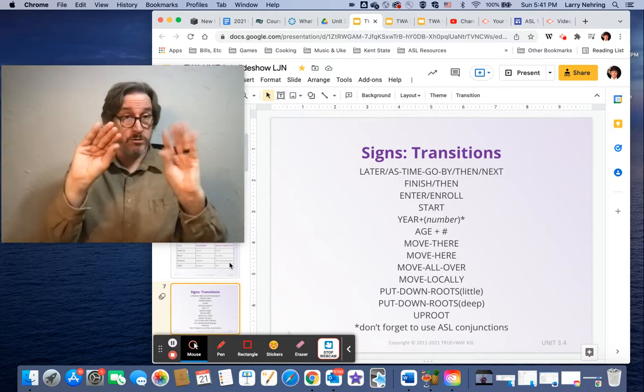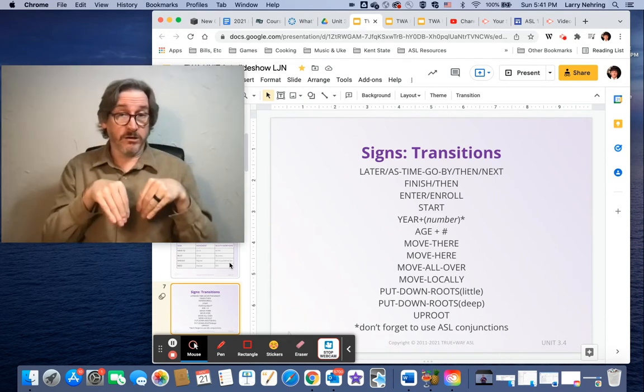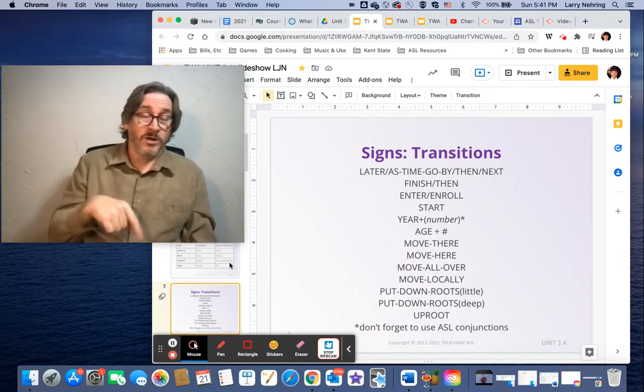So you can move. Pick up your stuff and move over to here. You can move over there. You can move over here. You can move, right?